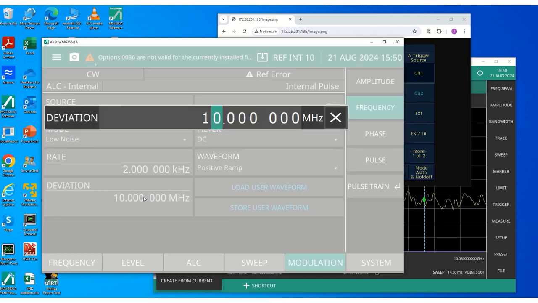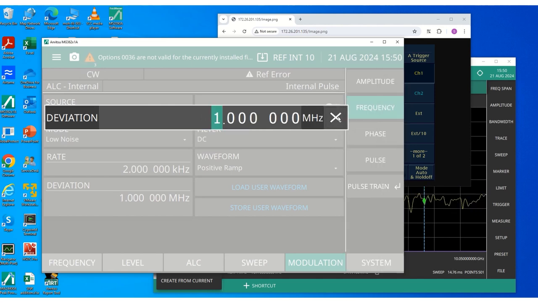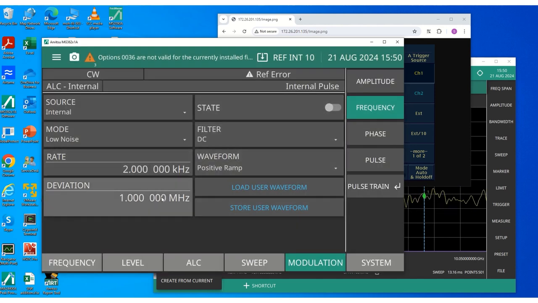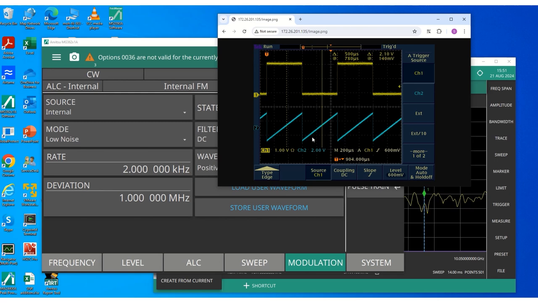The deviation, we'll set the deviation to, say, 1 megahertz for now. So let's set it to 1 megahertz. So we'll set the deviation to 1 megahertz positive ramp, and then we'll enable it. And when we enable it, let's look at whether we are able to see it on the scope. So we'll update this, take a snapshot, and there you go.